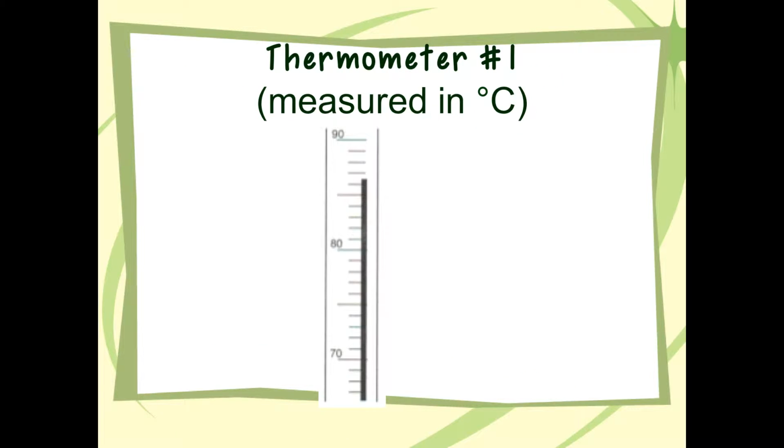All right, how about some thermometers? Let's take a look at this one. So this is 80 and this is 90. So once again, it looks like it's going up by ones. 81, 82, 83, 84, 85, 86. But it's past the 86.